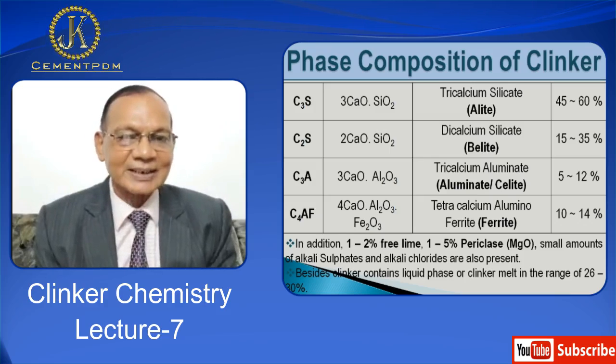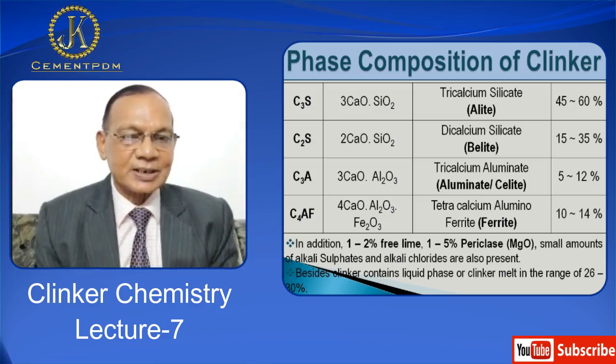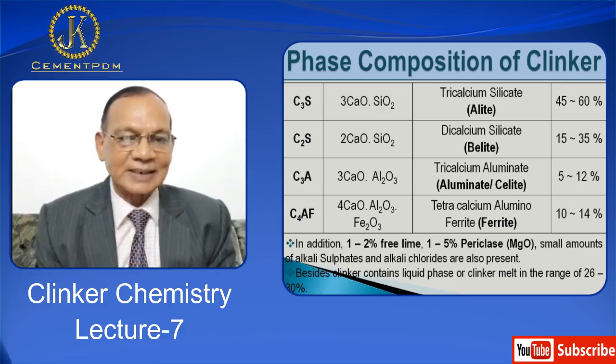In addition, 1 to 2% free lime, 1 to 5% of periclase, that is MgO, small amounts of alkali sulfates, that is sodium sulfates and potassium sulfates, and alkali chlorides like sodium chloride and potassium chloride are also present. Besides, clinker contains liquid phase or clinker melt in the range of 26 to 30%.